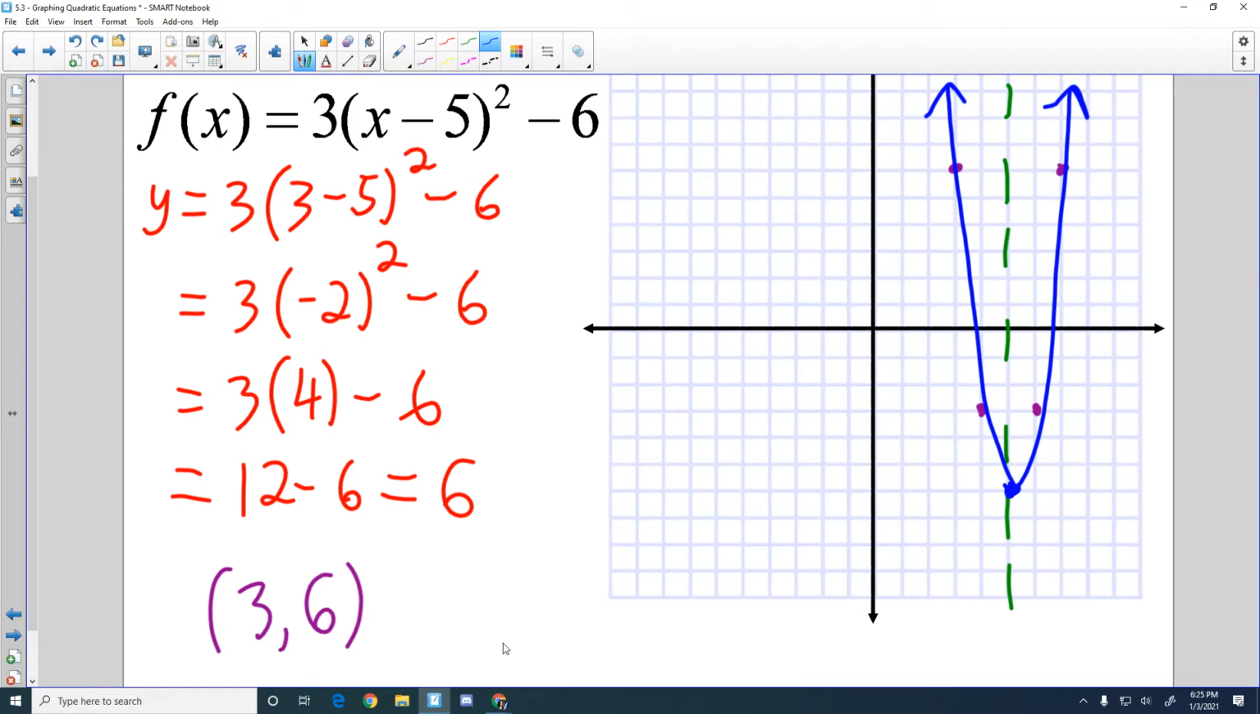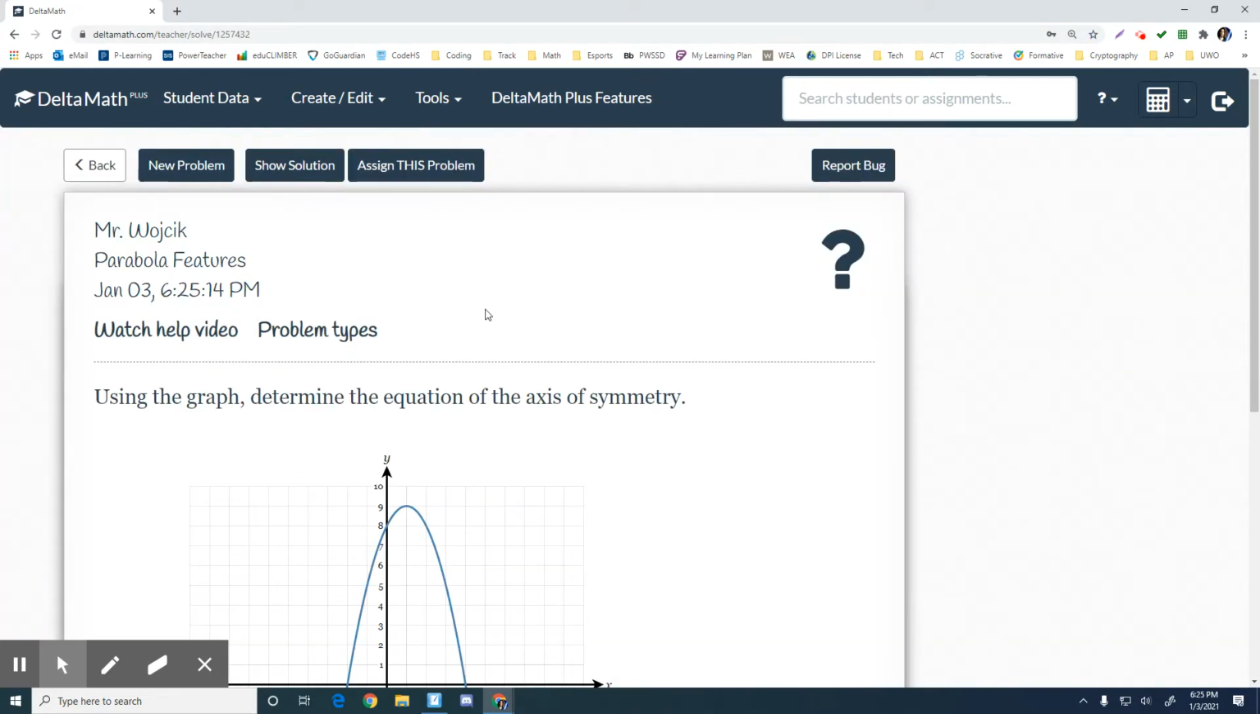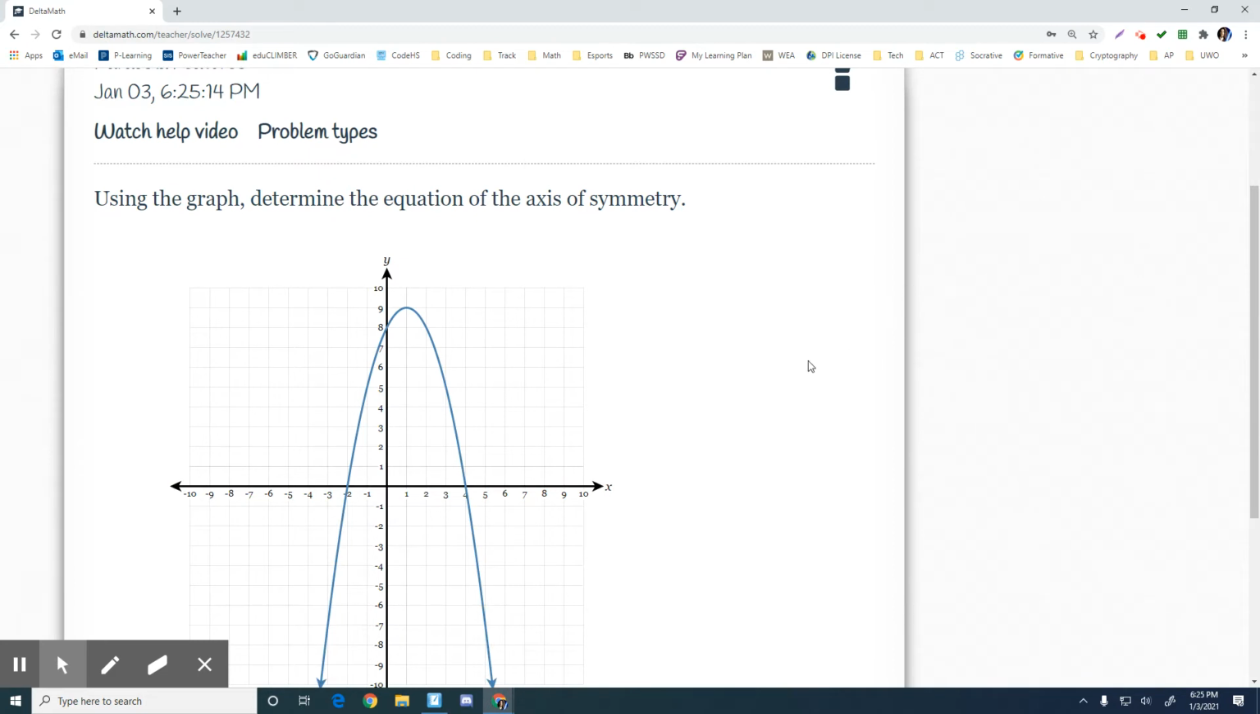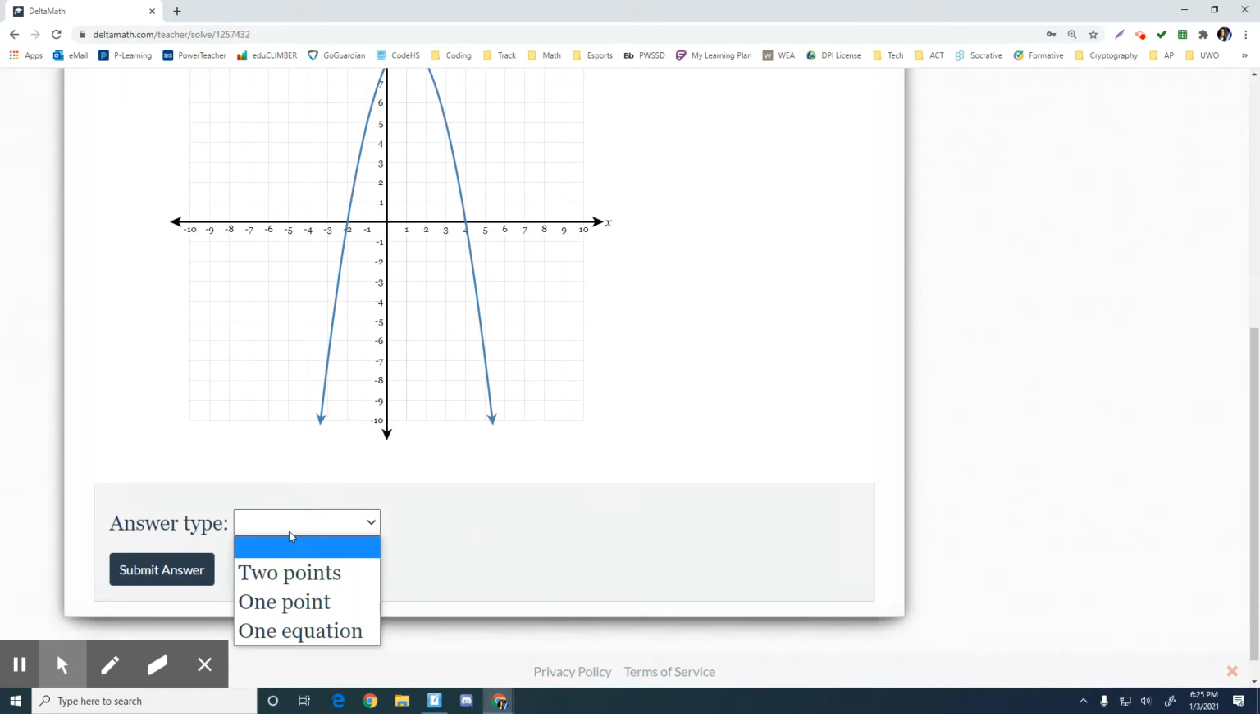Now, to practice this on your Delta Math, these first 4 skills are for identifying things like the axis of symmetry. And to do this, it's just like that first example in my lesson today. Using the graph, determine the equation of the axis of symmetry. So basically find the vertex and ask, what is this middle line right here? And you can see, oh, that's when x equals 1.